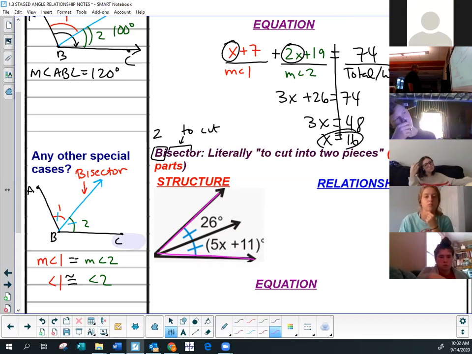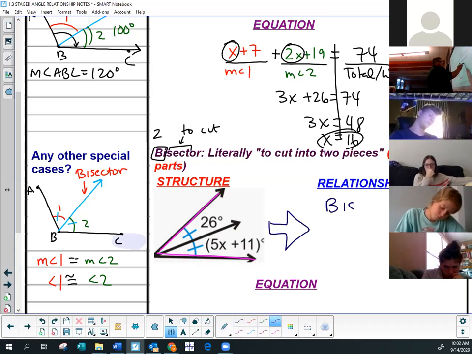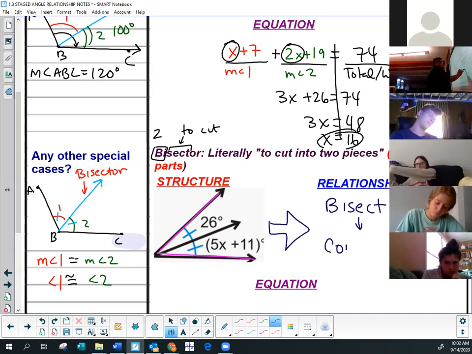52 degrees. And how'd you get that? 26 plus 26. Yeah, okay, so unlike the angle addition postulate where you have to have the total, you don't have to have the total here because it's implied in the problem. So we notice that we have a bisected angle. Bisect means congruent halves.